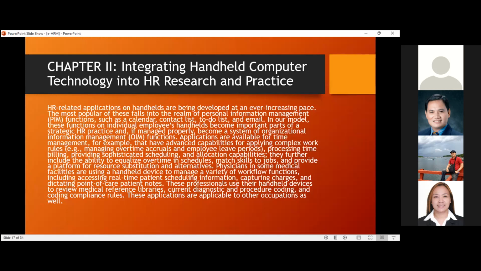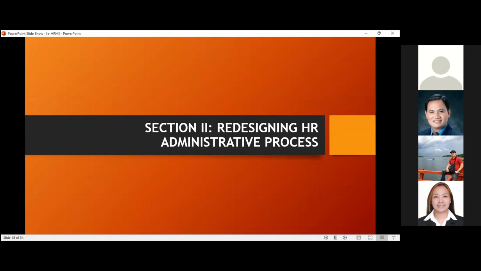substitution and alternatives. Physicians in some medical facilities are using handheld devices to manage a variety of workflow functions, including accessing real-time patient scheduling information, capturing charges, and dictating point-of-care patient notes. These professionals use their handheld devices to review medical reference libraries, current diagnostic and procedure coding, and coding compliance rules. These applications are applicable to other occupations as well.